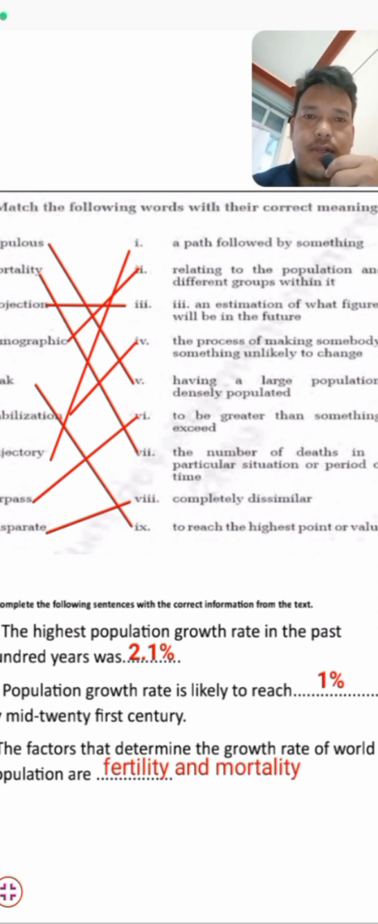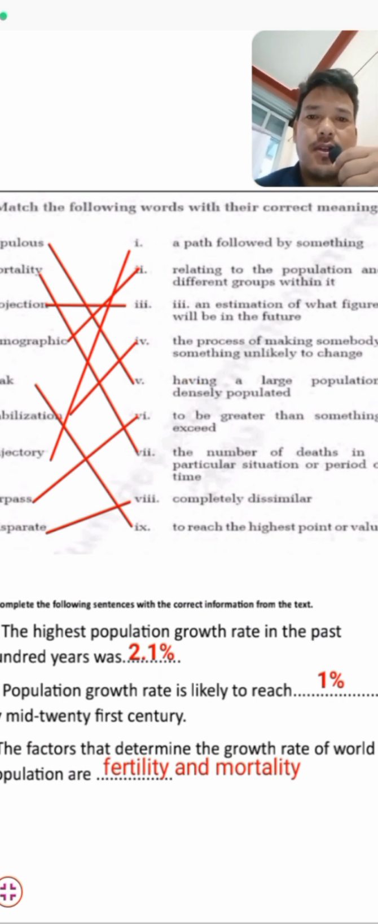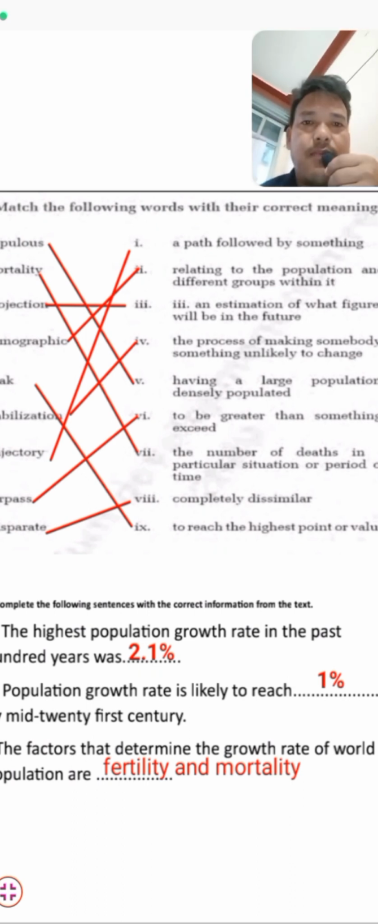The first one, populous, is the word that is used for having a large population, densely populated. Populous means having a large population, and mortality is the death rate in a particular situation or a period of time. The projection is an estimation of what figures will be in the future, and you can say forecast also.